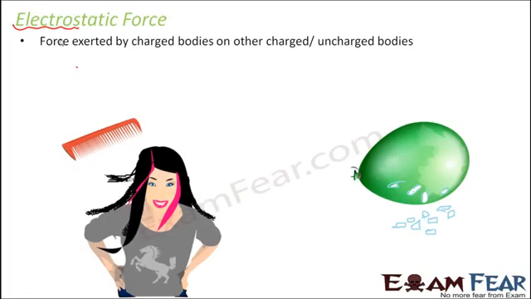Similarly, a balloon, if it is rubbed on a cloth for some time, and then if you bring it near small pieces of paper, you will see that those small pieces of paper get attracted towards the balloon and they stick to the balloon. So this also happens. Now, why does this force of attraction exist even though these pieces of paper are not in contact with the balloon? This shows that this type of force is a non-contact force.